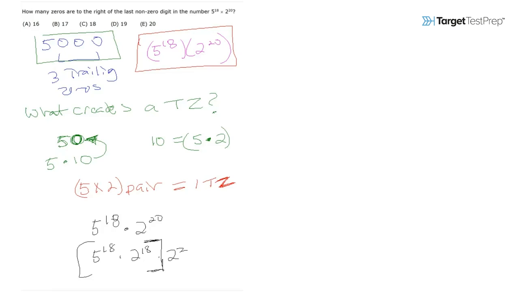So we can only connect 18 of the 5s with 18 of the 2s. So it's like, imagine being at a dance with 20 guys and 18 women. Well, you can only make 18 pairs of dancers, right? Same thing here. So those extra 2s don't have any 5 counterparts. So what this means is that we can create 18 trailing zeros. So if you looked at this number, it would just be one big number that had 18 trailing zeros. So the answer here is C.